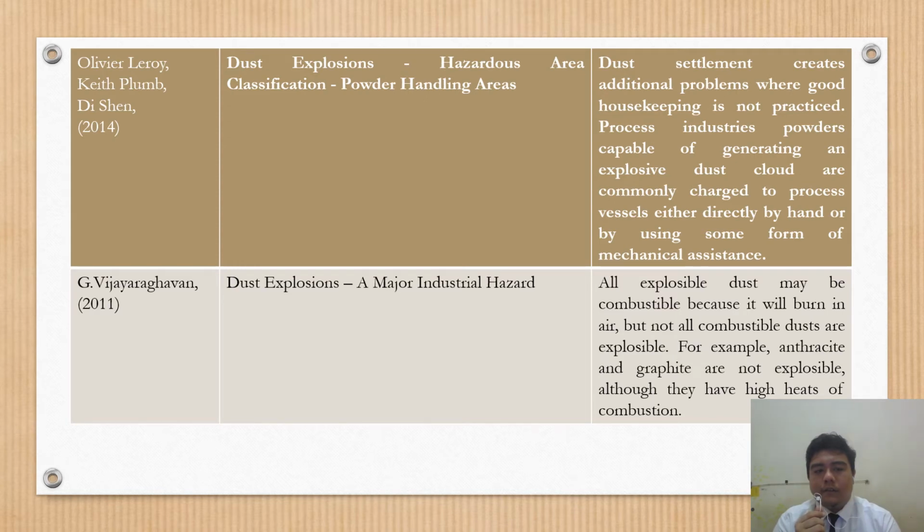And from G. Vijayaraghavan 2011, all explosible dust may be combustible because it will burn in air, but not all combustible dust is explosible. For example, anthracite and graphite are not explosible, although they have high heats of combustion.